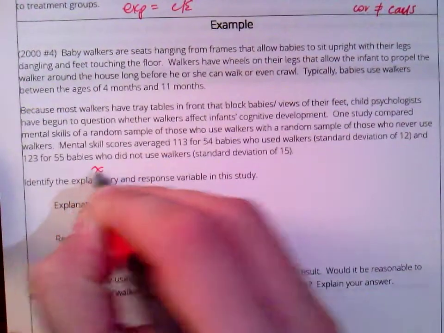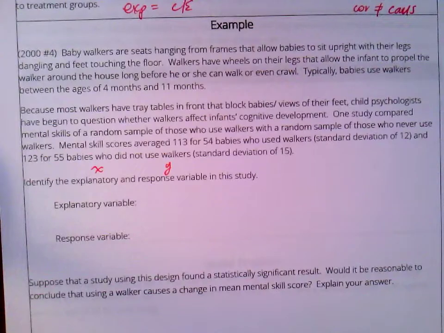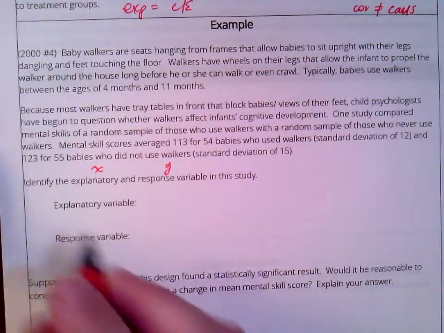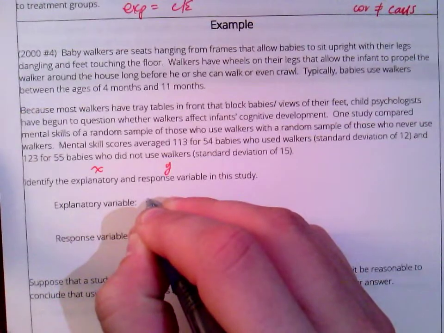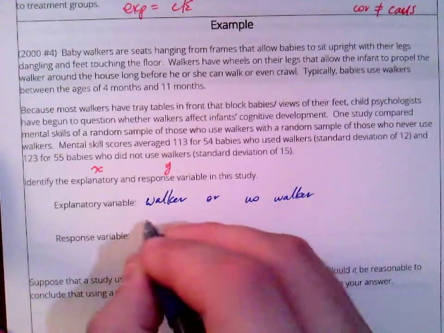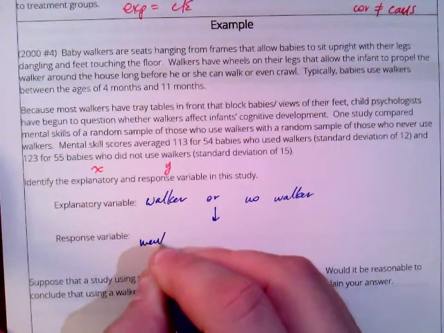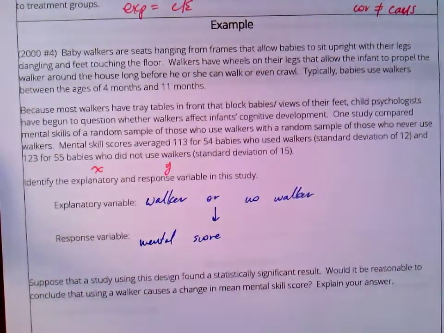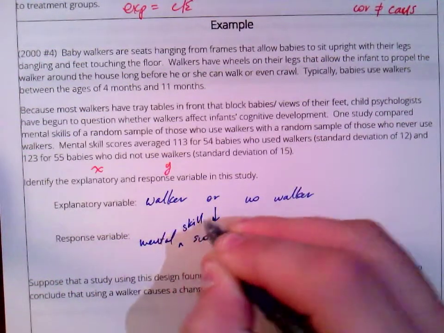Remember, this is kind of like X and Y from the last unit. The explanatory variable is the independent variable. So think of it: do we think that the use of a walker depends on the mental score, or the mental score depends on the use of the walker? Definitely that second one. That's definitely what they're implying here. The explanatory variable would be walker or no walker, and then that would explain the baby's mental skill score, right?